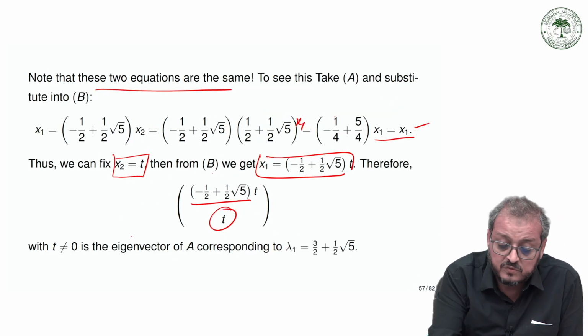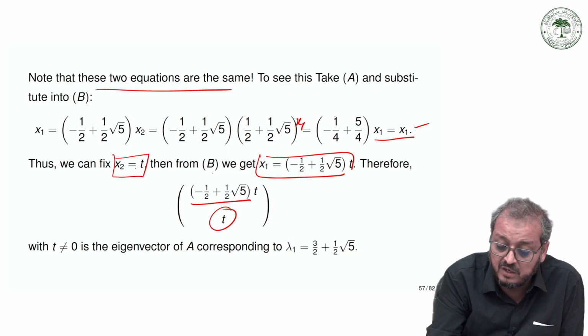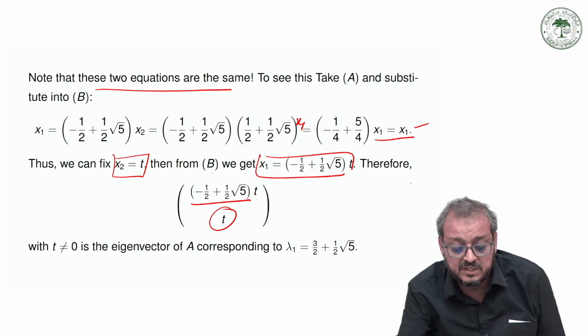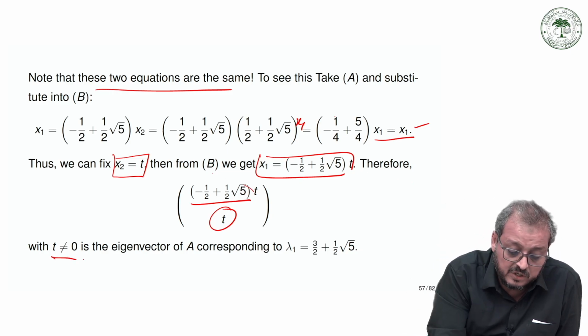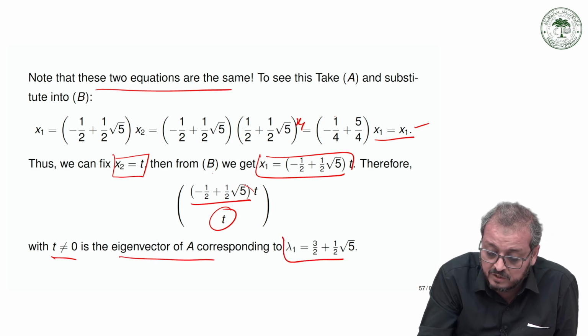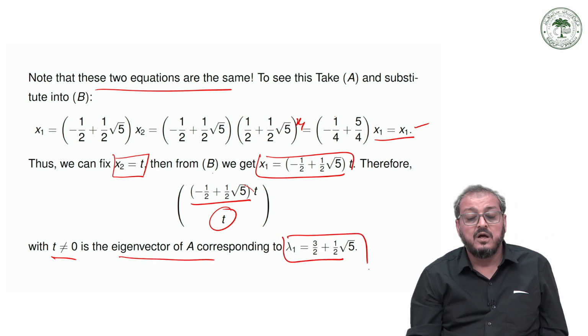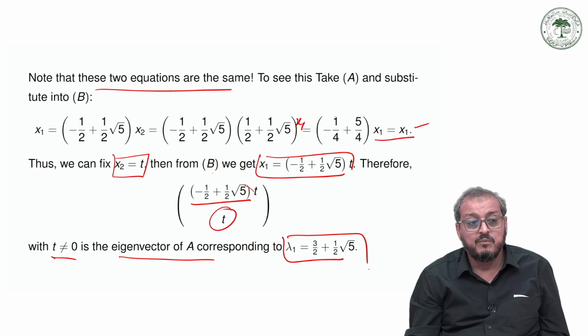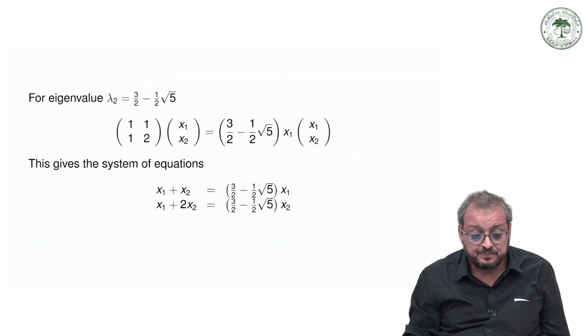So if x2 is equal to t, then x1 is equal to this t. So this means for t not equal to 0, this is the eigenvector of A corresponding to the eigenvalue lambda 1 is equal to 3 by 2 plus 1 by 2 root 5.